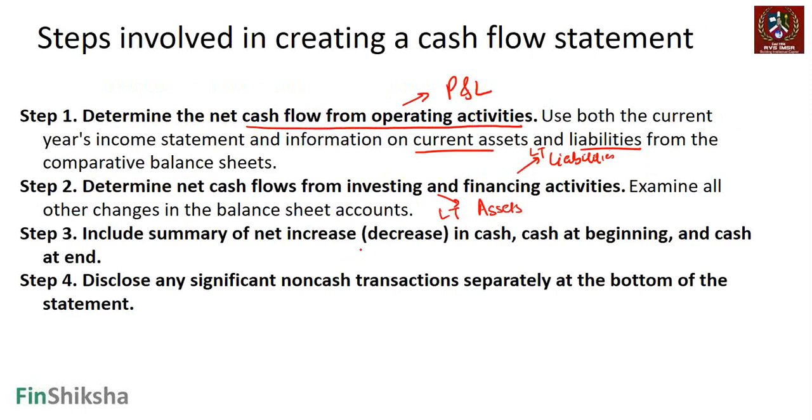Then we include a summary of any increase or decrease in cash, cash at the beginning of the year, cash at the end of the year, and we disclose any significant non-cash transactions separately at the bottom of the statement. Why do we do that? Because let's say a company just gives away a factory without taking a cash transaction, that still has to be reported because technically that's gone out, and there is no cash inflow that has been recorded because of that. So if there are any such significant non-cash transactions, in certain accounting geographies, they have to be disclosed. Typically, you would not encounter too many of these. These are anomalies as such.